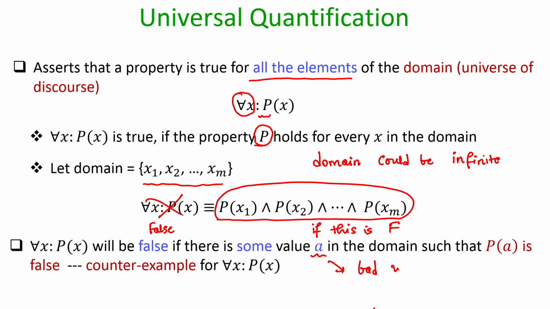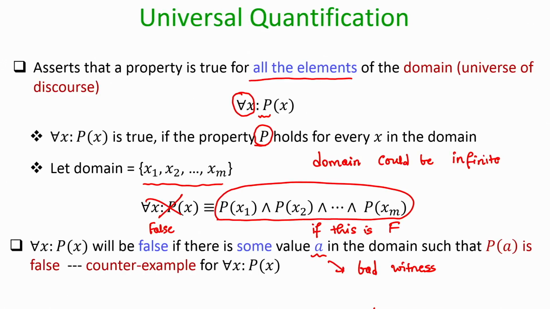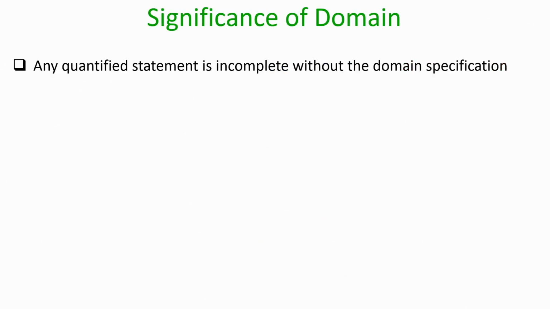Even if you find at least one bad witness for which the property P fails, I can conclude that for all x P of x is false. Okay. So, before proceeding further, I would like to stress the significance of the domain here. Whenever we are making quantified statements, in any form of quantification, it is very important that you clearly and explicitly say what is the domain of x.